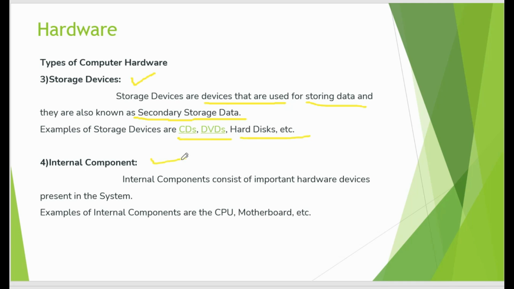The next part is internal components. So what are internal components? Internal components consist of important hardware devices present in our system. Examples of internal components are the CPU and motherboard. These are the internal devices situated in the CPU box, where the motherboard is designed in a square form.